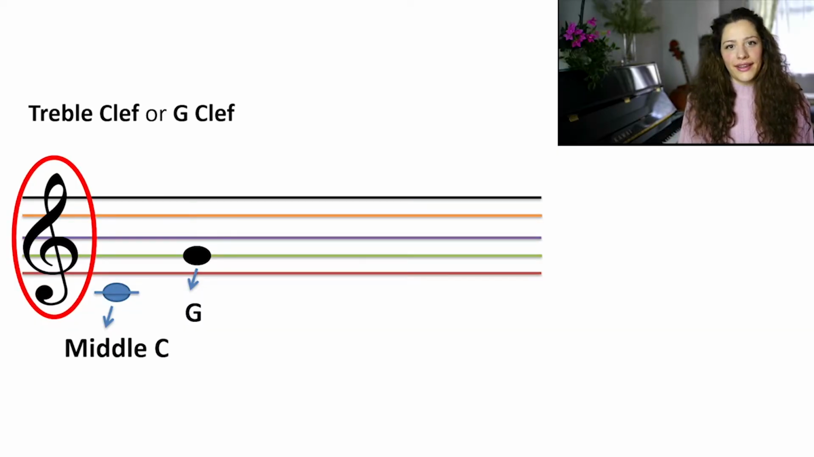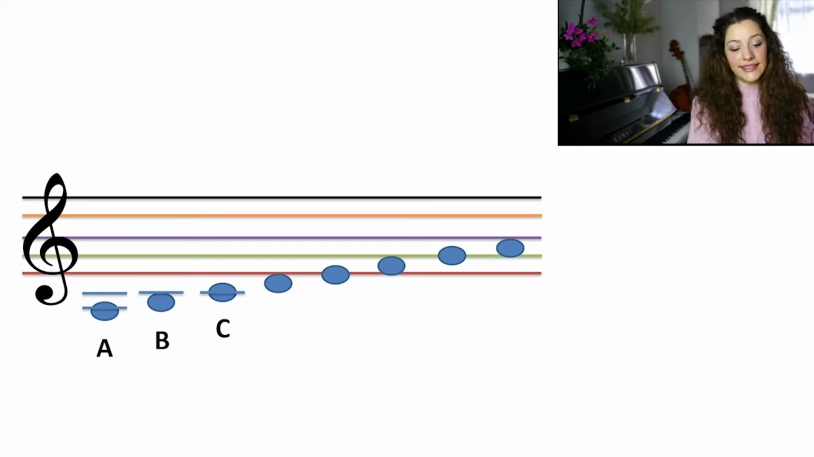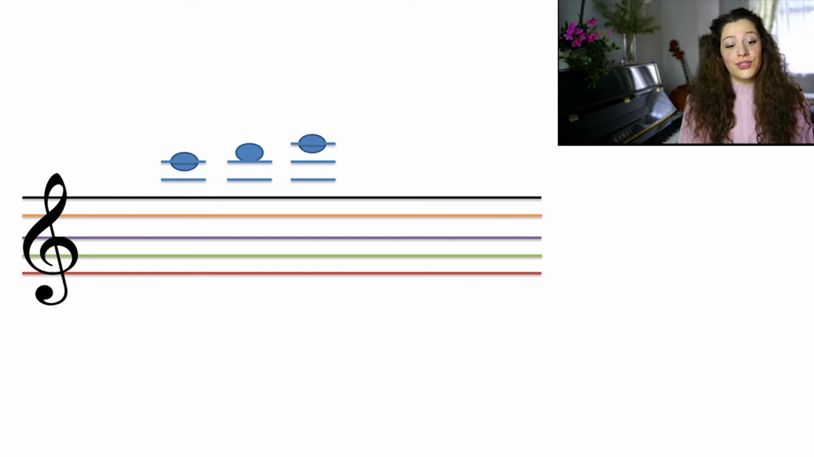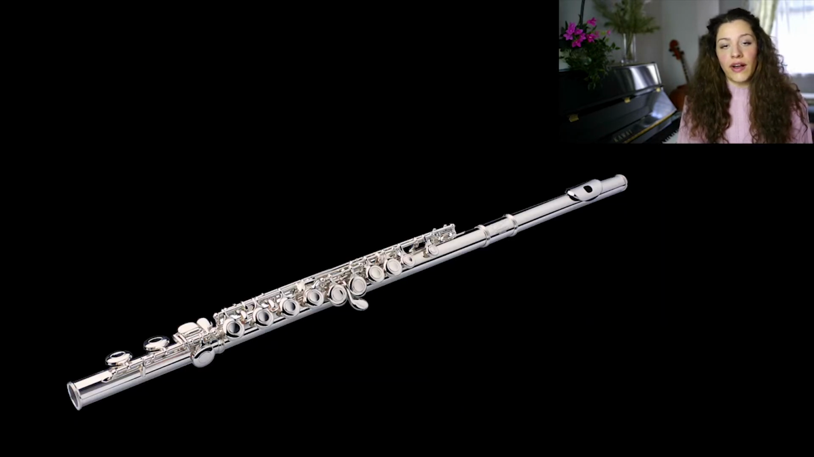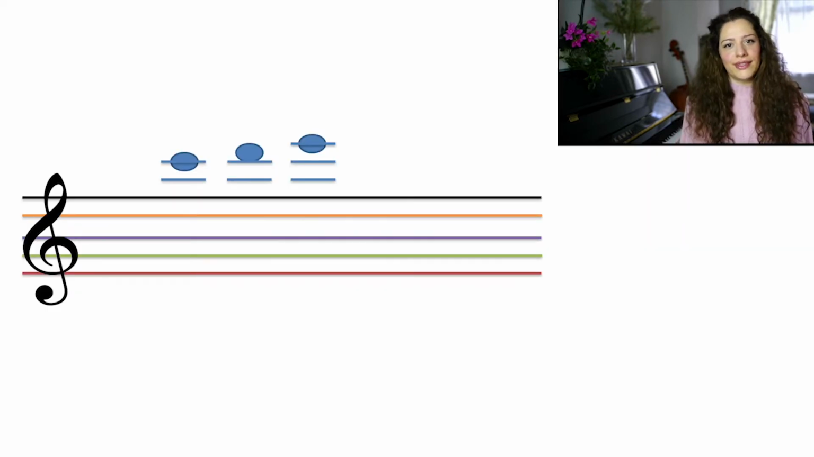Now let's try to write the musical alphabet on the treble clef and see how it looks. We have the A note, the B, C, D, E, F, G, and then it starts again, A, and repeats. So which instruments use the treble clef? The treble clef shows the higher pitched notes, and instruments such as flute, violin, and trumpet all use the treble clef. For example, these are very high-pitched notes, a really high C, D, and E.